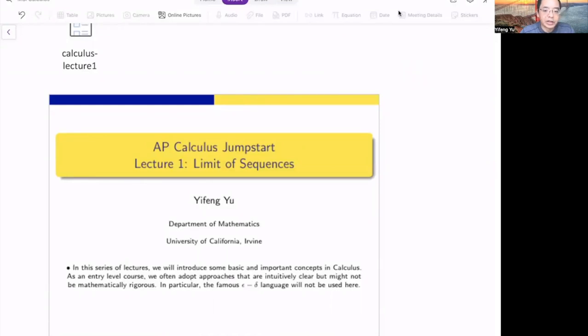In this series of lectures, we introduce some basic and important concepts in calculus. As an entry-level course, we often adopt approaches that are intuitively clear, but might not be mathematically rigorous. In particular, we will not use the famous epsilon-delta language here. In this video, let's start from the limit of sequences. We are going to demonstrate the concept of limit of sequences using several simple examples.